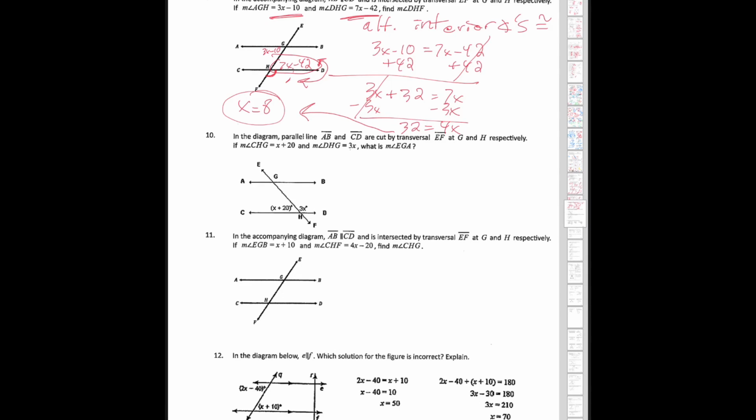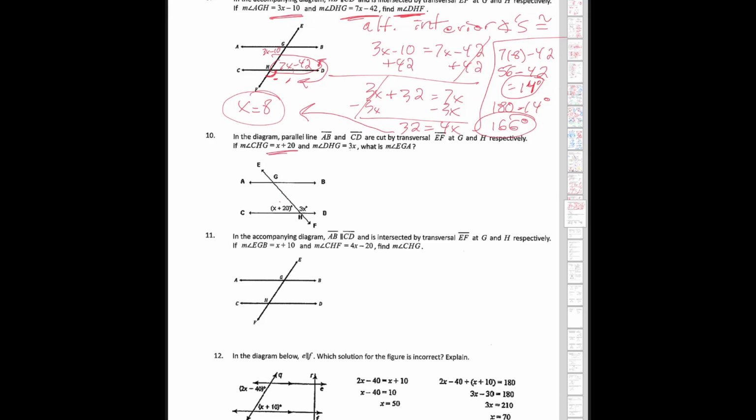So if I do that, I have to do 7 times 8 minus 42. So make a little section, 7 times 8 minus 42, 56 minus 42. We get that this angle is 14 degrees. So if that angle is 14 degrees, to get this angle here, DHF, we have to subtract that from 180. So 180 minus 14, I get 166 degrees as my answer.